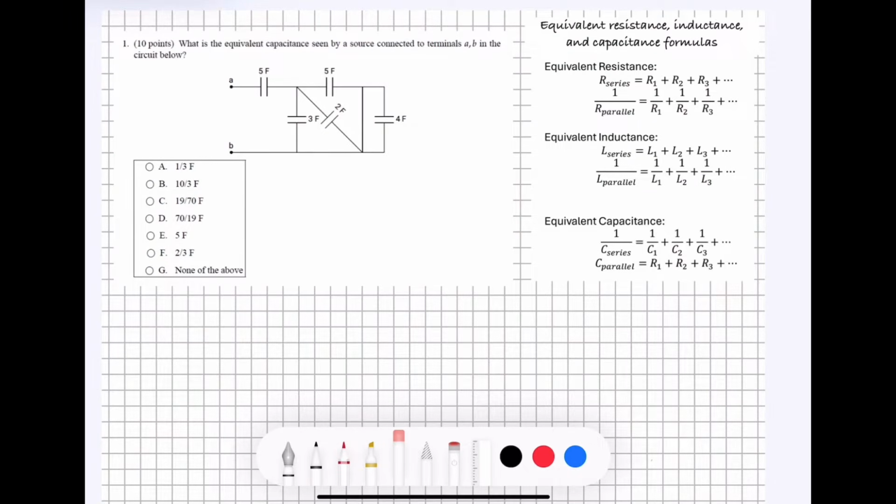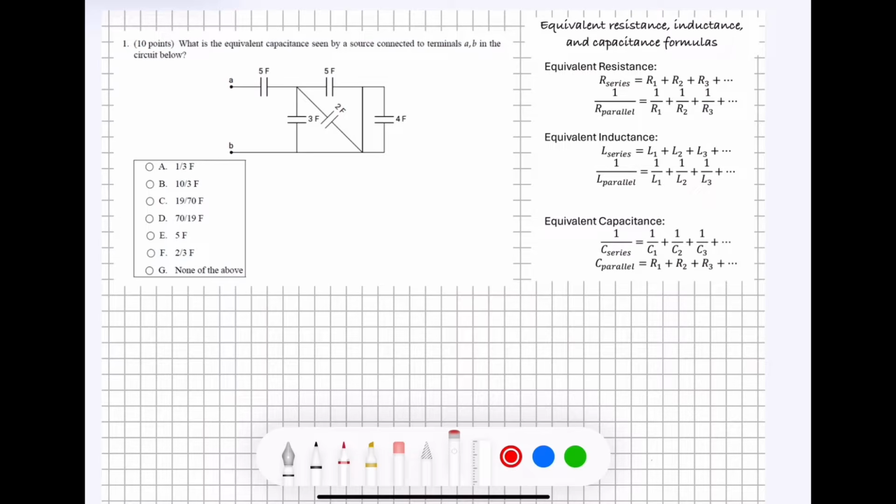Right, we're going to be solving the fall 2023 final exam for ECE 2K1. Starting off with the first problem, we can see it is asking us what the equivalent capacitance seen by a source connected to terminals AB in the circuit below would be.